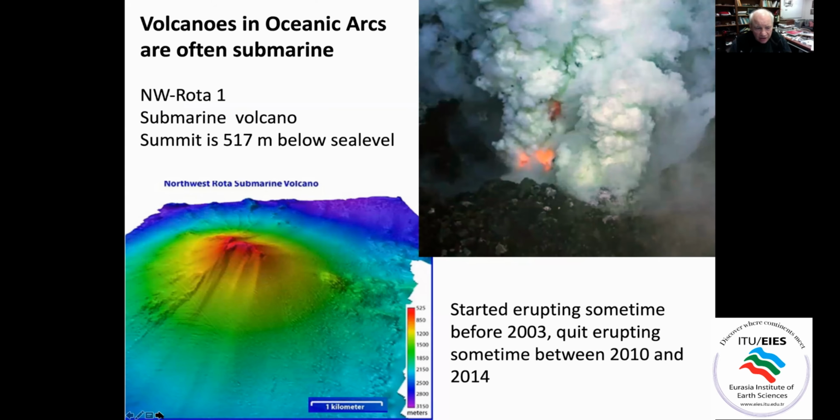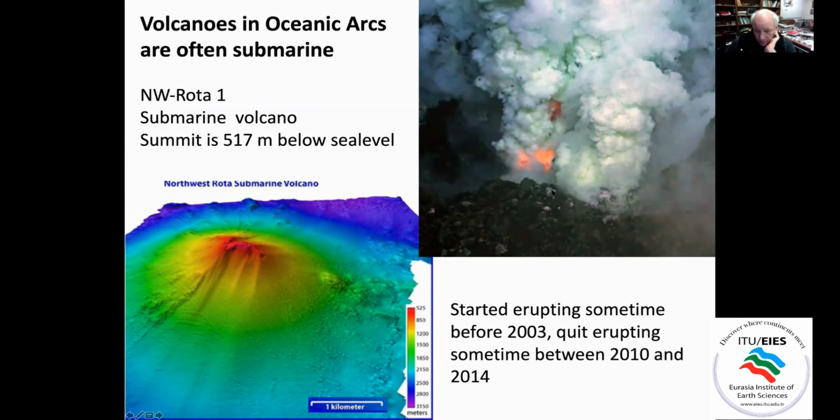This is one we studied. It's in the Marianas, called Northwest Rota 1. The summit is about 500 meters below sea level. It started erupting sometime before 2003, and quit erupting sometime between 2010 and 2014. This is the eruption that we watched. And this yellow is from sulfur.